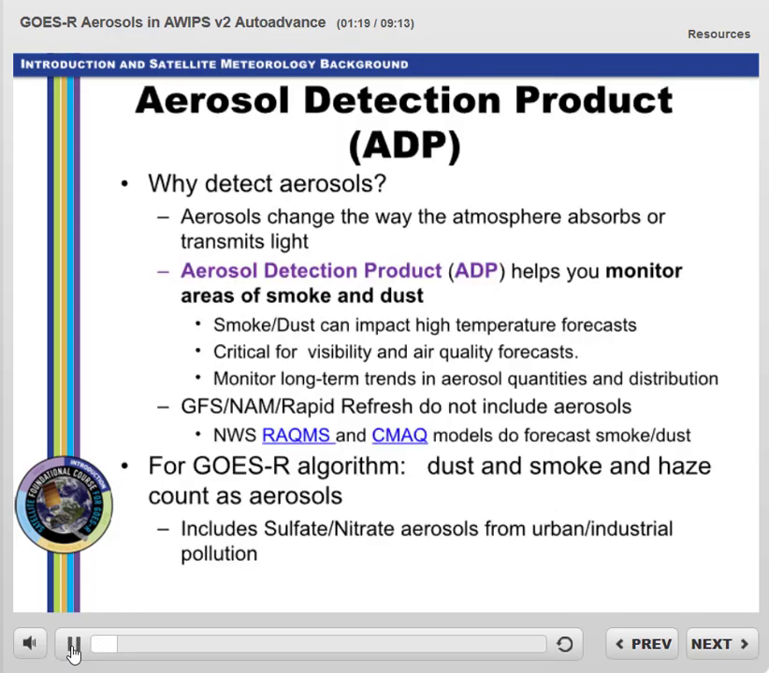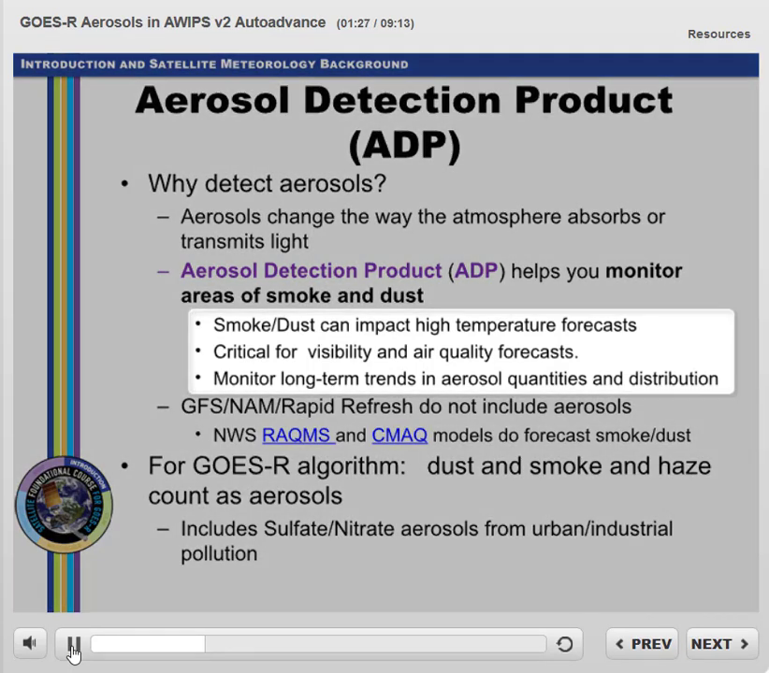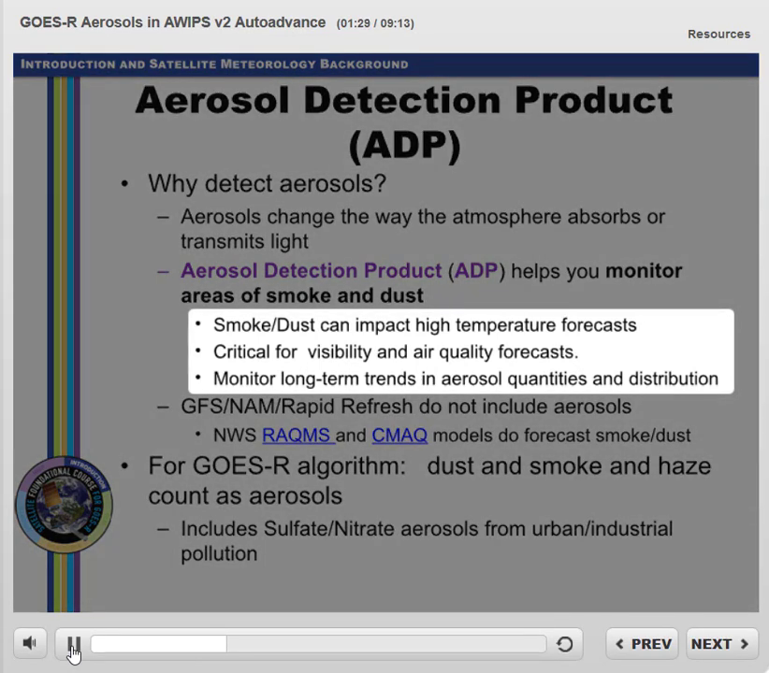Why do you need aerosol detection as available in the AWIPS menu? Aerosols affect the amount of radiation that hits the surface, which in turn will affect, for example, high temperature forecasts. Aerosol detection is important for air quality considerations and air quality forecasts.